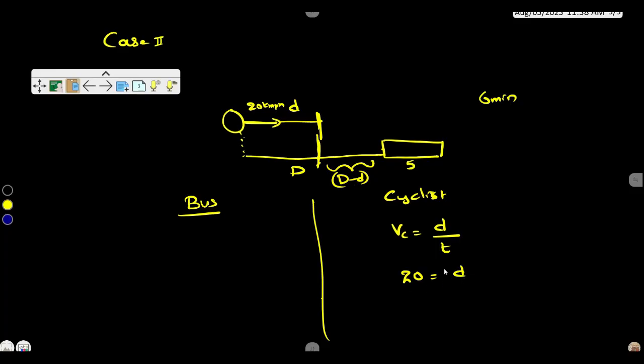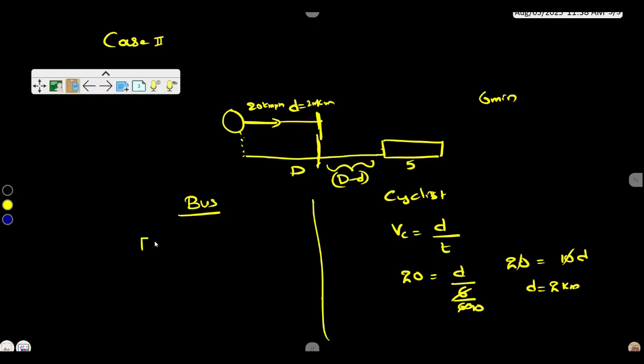So 20 is equal to d upon time taken, which is 6. But we have to take it in hours. So 6 by 60, 6 ones are 6, 6 tens are 60. So this 10 goes up. 20 is equal to 10d, or d is equal to 2 kilometers. Okay. So this d is equal to how much? 2 kilometers.